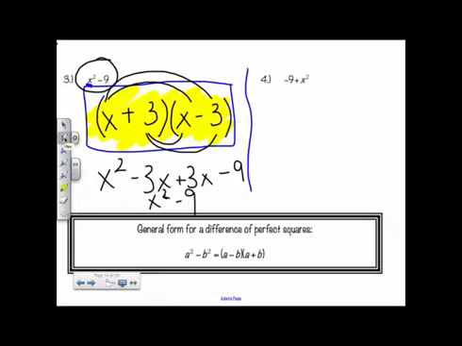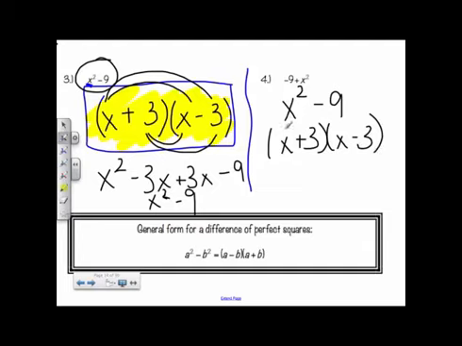So I'm going to put the x squared first. Since it's a positive x squared, I just write x squared. And then if I have a negative 9, I'll write minus 9. So then this is the exact same problem as number 3. So I get x plus 3 multiplied by x minus 3.